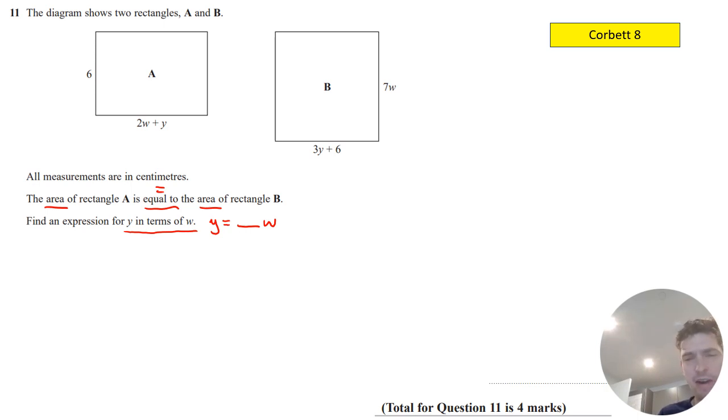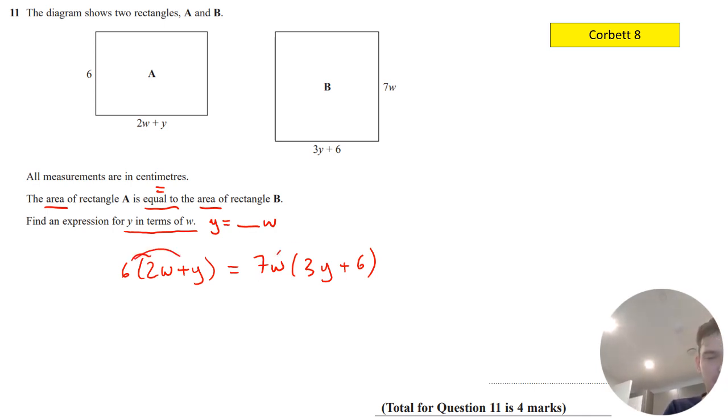So it tells me that the area of these are the same. So I think it makes sense to start off with the area of A, which is just base times height, and make that equal to the area of B. That seems like a sensible place to start. Now, what do I do next? Well, I've got some brackets, so let's expand these brackets here.